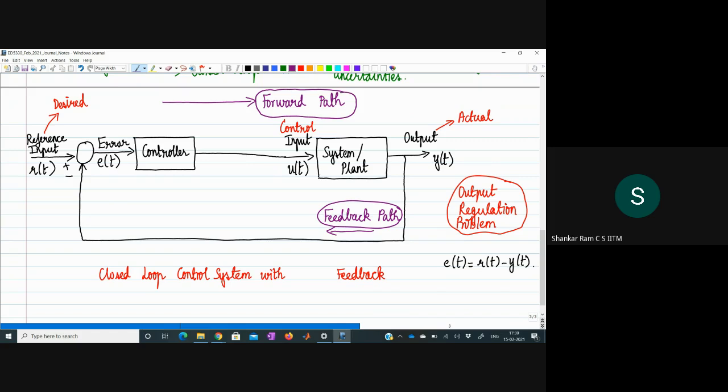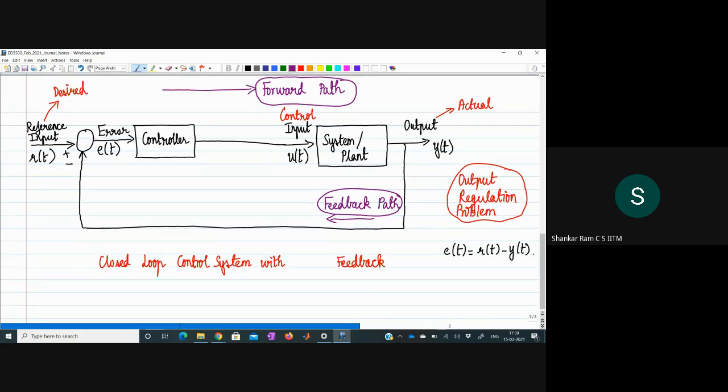Now, if we look at this particular block diagram, we can immediately observe that at this summing junction, we have subtracted the two signals, that is r of t and y of t. So this is what is called negative feedback.